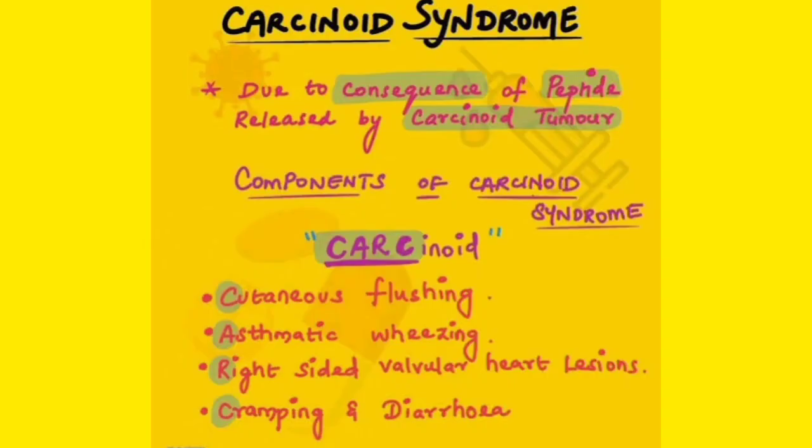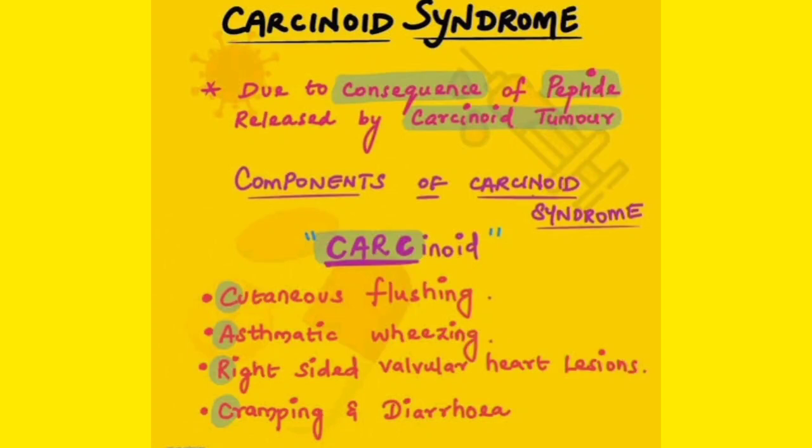Now what is the mnemonic of this carcinoid syndrome? Very important. Mnemonic of carcinoid syndrome, remember from the name carcinoid, C-A-R-C. So carcinoid, C-A-R-C, that is the mnemonic. First C means cutaneous flushing. A means asthmatic wheezing. The person is wheezing. Second is asthmatic wheezing.